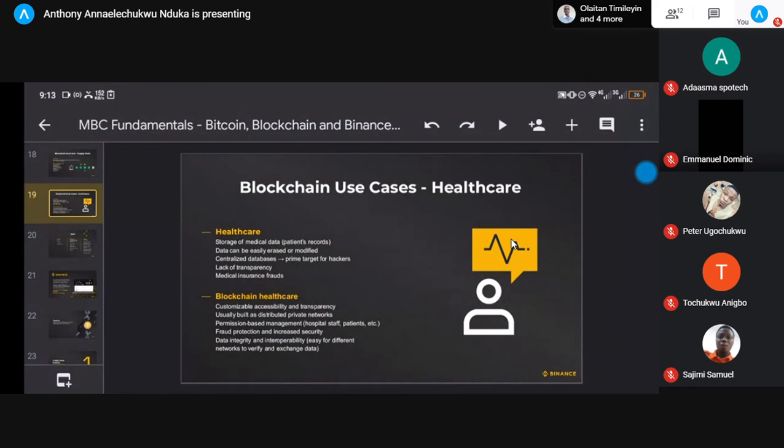Lack of transparency, medical insurance frauds, and the rest of them, these are just a kind of inefficiencies. So blockchain healthcare: customizable accessibility and transparency, usually built as a distributed private network.